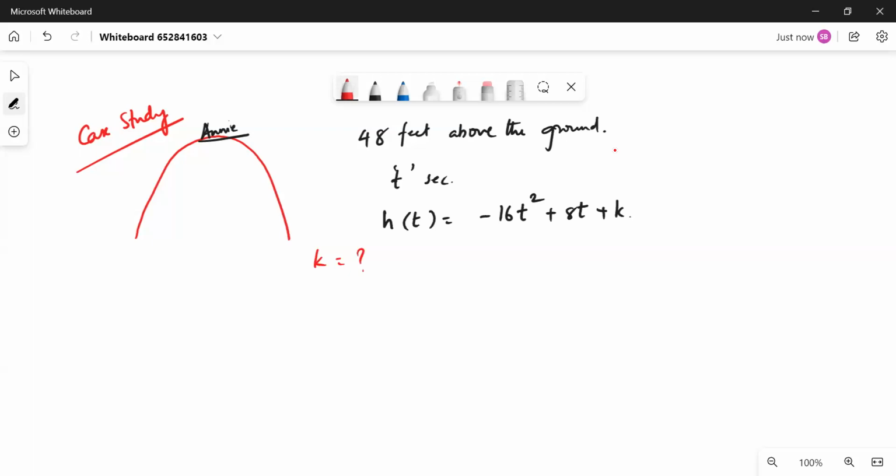For some time, let us forget about everything, sir. Let us just simply see this as an equation. So when time t is equal to 0, height is 48. Correct, sir? 48 feet. Yes, sir. So I will put 0 in place of t, wherever I find t. So height is 48. This will become 0, this will also become 0, this is k. So k value will be equal to 48. Very good.